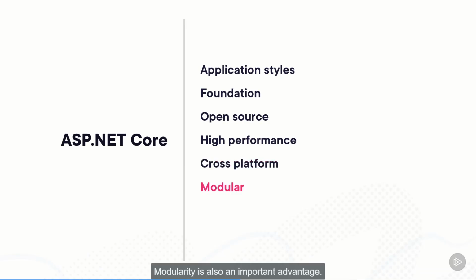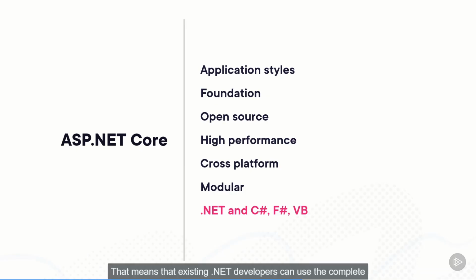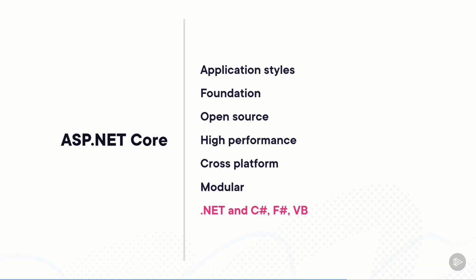Modularity is also an important advantage. It has a big feature set, but almost every aspect of it is opt-in. When you don't use it, it costs nothing in terms of performance and memory. ASP.NET Core is also built on top of .NET. That means that existing .NET developers can use the complete library of classes they know and love contained in .NET in their ASP.NET Core applications, using one of the .NET programming languages where C# is the most common.